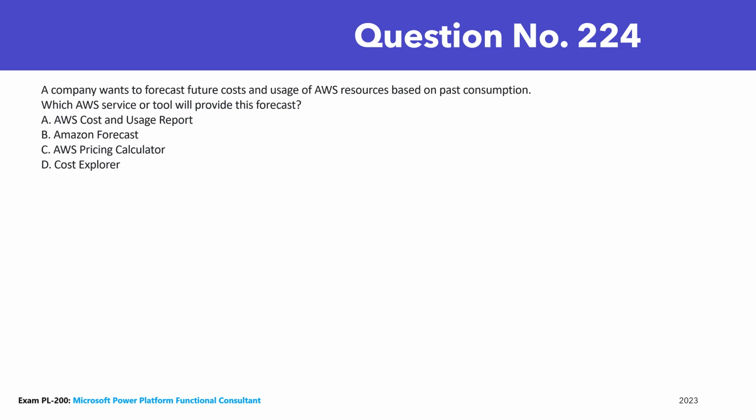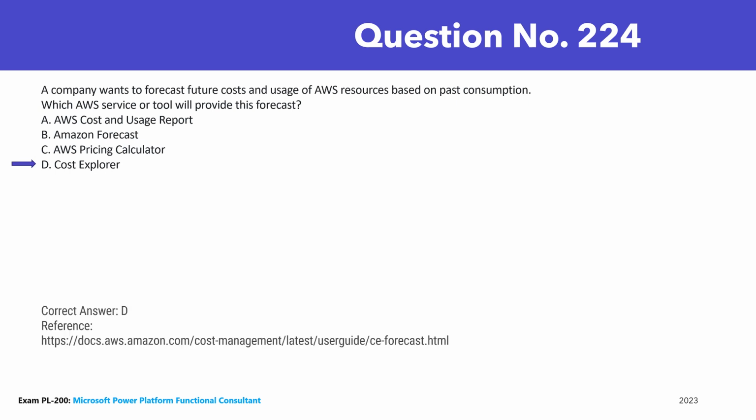A company wants to forecast future costs and usage of AWS resources based on past consumption. Which AWS service or tool will provide this forecast? A. AWS Cost and Usage Report. B. Amazon Forecast. C. AWS Pricing Calculator. D. Cost Explorer. Correct answer, D.